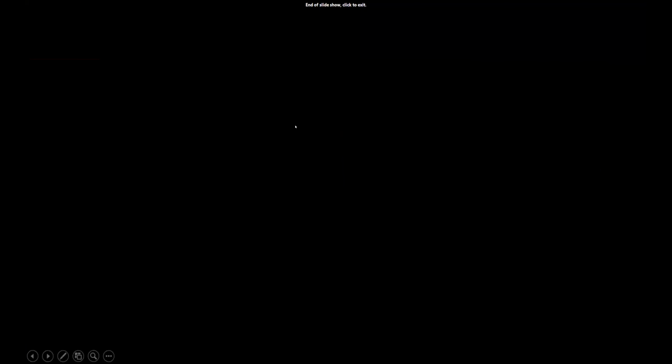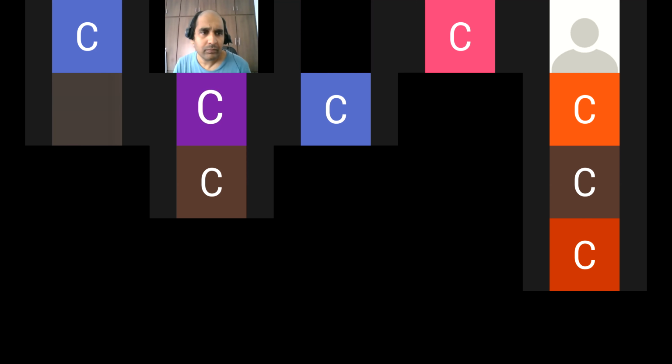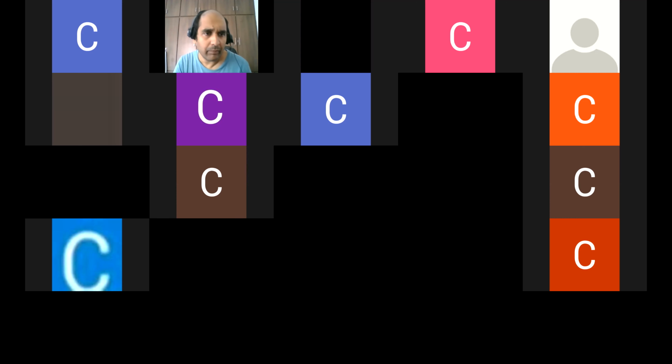Okay, so you have some other data points. Nothing, sir, just photos from QGIS. Okay, Bharat. Hello, sir. I'm audible. Yes, you're audible.